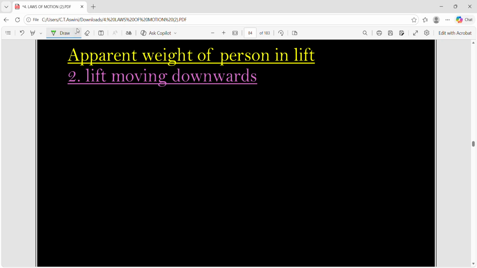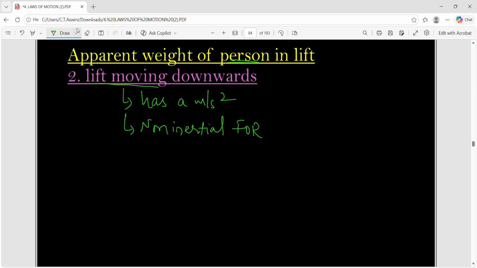Now we'll see the opposite case. This time lift is moving downward. So lift is moving, person is in the lift. So lift is a frame of reference and that is moving downwards. That means it has some acceleration. So what kind of frame of reference is it now? It is non-inertial frame of reference. And how is the lift moving? It is moving downward, downward with a m/s².